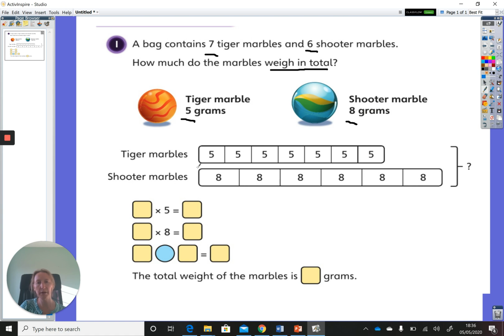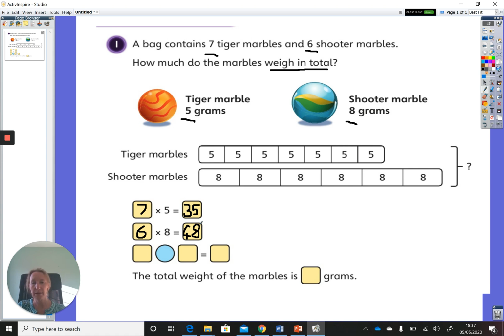So let's start with the tiger marbles. I've got 7 of them, so 7 times 5, and I know that now because I know my 5 times table, and that is 35. Okay, now I've got to look at my shooter marbles. So I've got 6 shooter marbles. Each of them weighs 8 grams. So I'm saying to myself, what is 6 times 8? And now I've been working so hard on my times tables, I can do that without thinking. But if I need to use a multiplication square to help me, or if I need to write down either my 6 or my 8 times table, I can. But I know that 6 times 8 is 48.